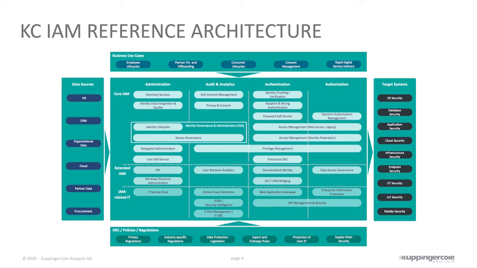To the left, we have the data sources. To the right, we have the target systems. On the top, we have business use cases, so the actual questions that your business will ask the IT, the IAM team, to fulfill. So onboard a partner, offboard a partner, usually more challenging. Provide consent management techniques. And on the bottom, we have all these regulations that are there without being asked. They need to be fulfilled no matter what you do. So privacy regulation, industry-specific regulations, all these need to be fulfilled in general.